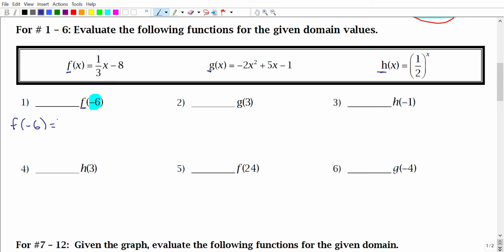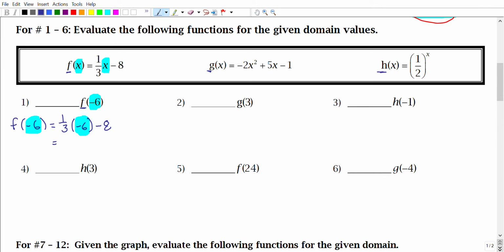F of negative 6 equals, now, where do I see another x in my function of f? It's right there. So I substituted it in there already. That's this one. But now I have to write 1/3, and instead of an x, I'm going to put a negative 6 minus 8. So that was my first step, and now I am done with my step number 1. Substituted in that x value into the function. Okay, now let's actually use PEMDAS to continue solving for the rest of it.